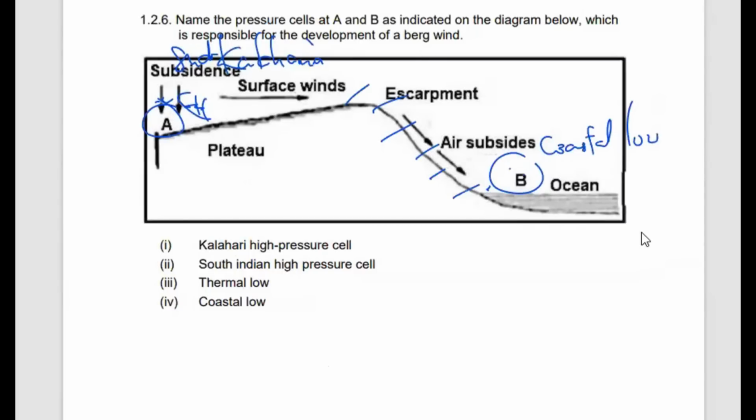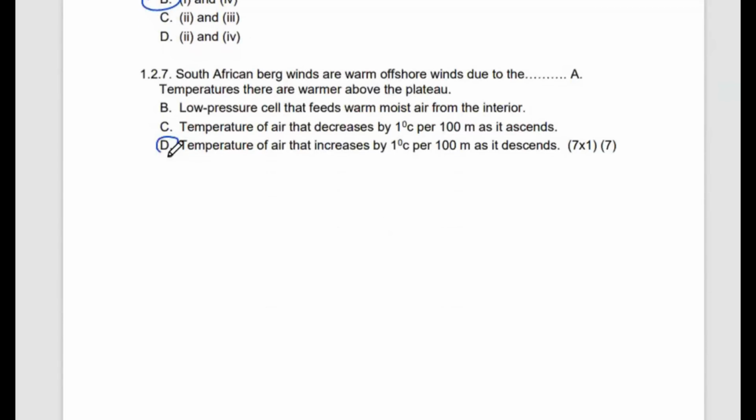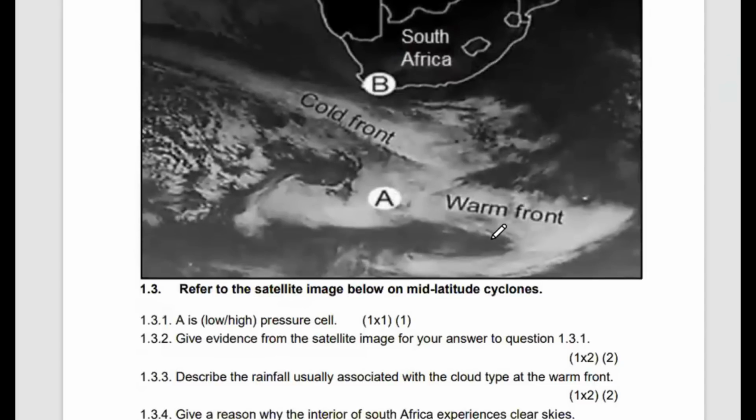Let's say the air here is cold, around 15 degrees Celsius. It means for every 100 meters, it gains 1 degree Celsius because of adiabatic heating. After the first 100 it is now 16, the next is now 17 degrees Celsius, the next is now 18 degrees Celsius, 19 degrees Celsius. As it gets here, it's around 30 something. It's now a very hot and dry wind. Right, that is how the Berg winds form. That is item D. Right, we go on to the next question, which is a satellite image on mid-latitude cyclones.